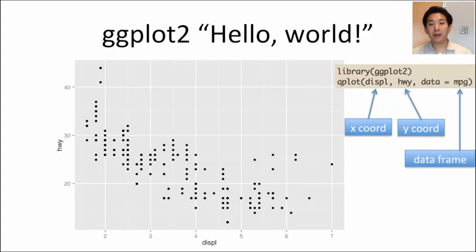You can see that the plot that it makes looks very different from the traditional base plot. You see that there's a gray background and there's white grid lines behind it. The points are closed solid circles rather than the typical open circles from the base plotting system. And then there are labels on the x and the y-axis.